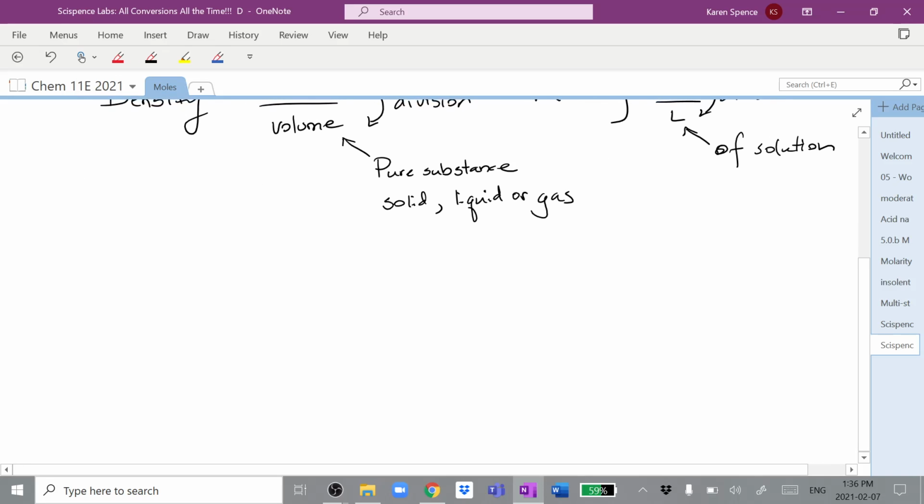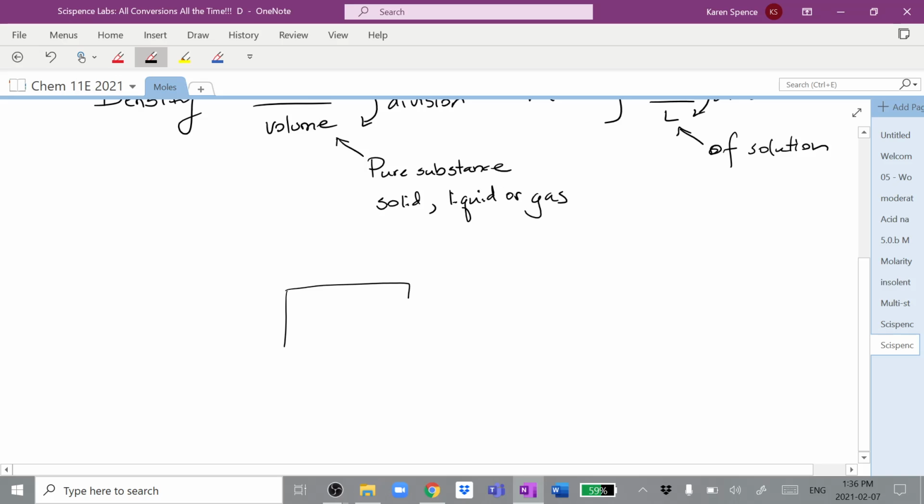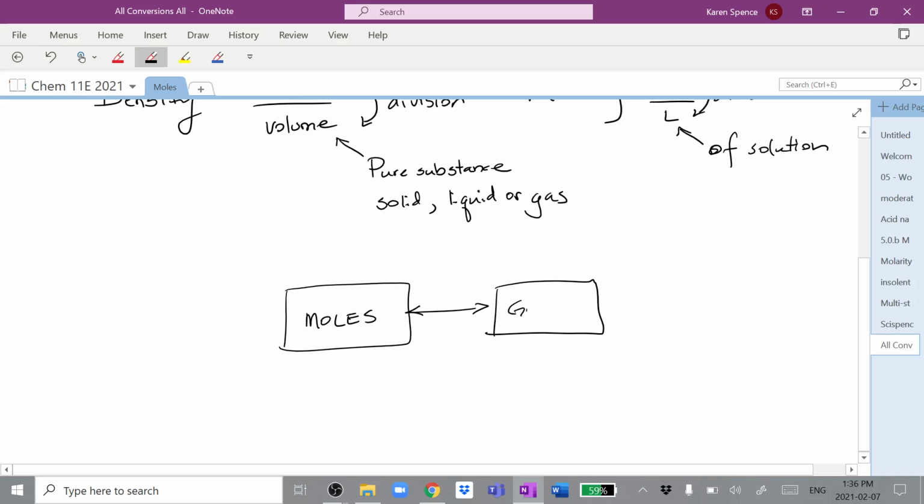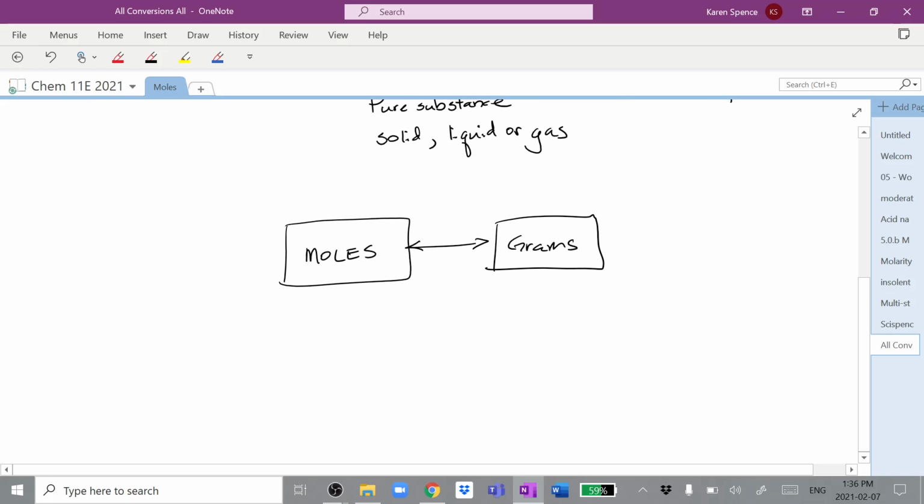And if you remember, in our little mole doodad here, our moles are here. And off to the right of the moles, there were grams. Guess what? If you have grams, you could find volume of a solid, liquid, or gas, and that would be using density.